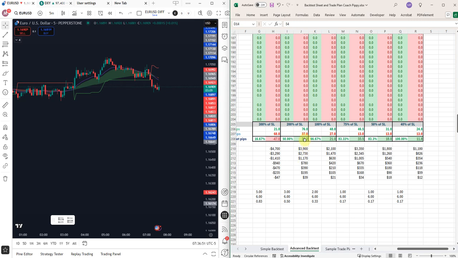So all of them except the 1 to 3 were profitable. 1 to 2, 1 to 1, 75%, 50%, and 40% of your stop loss.